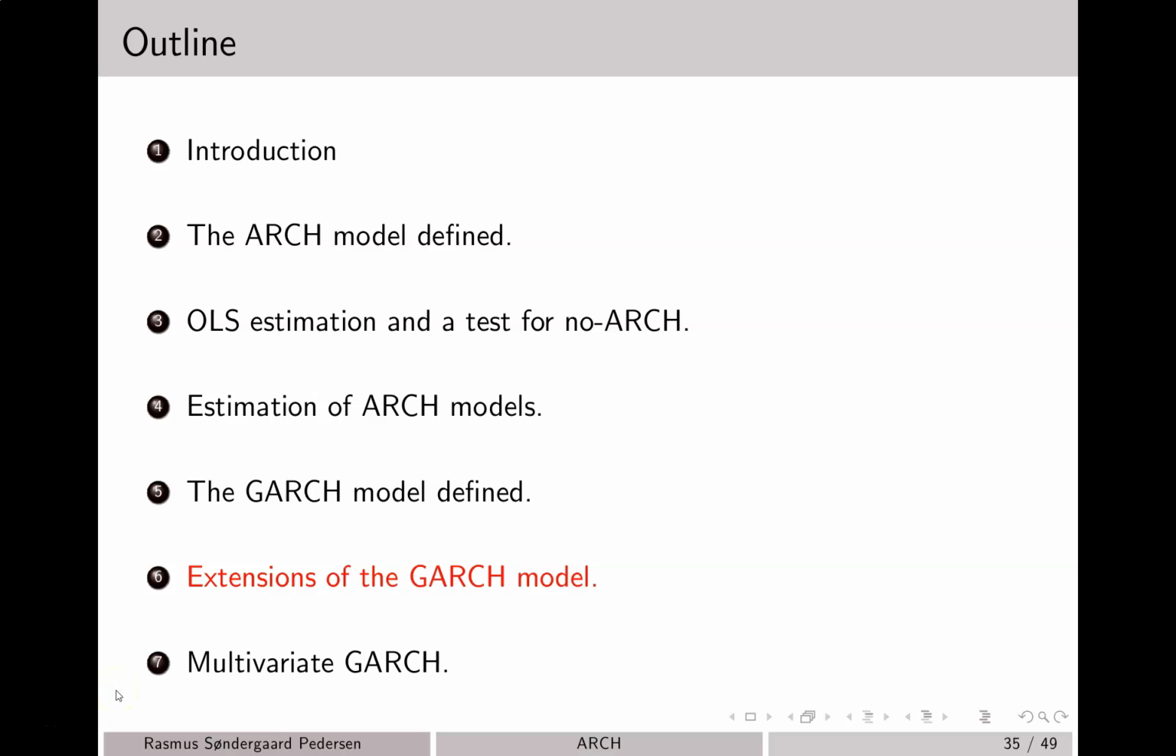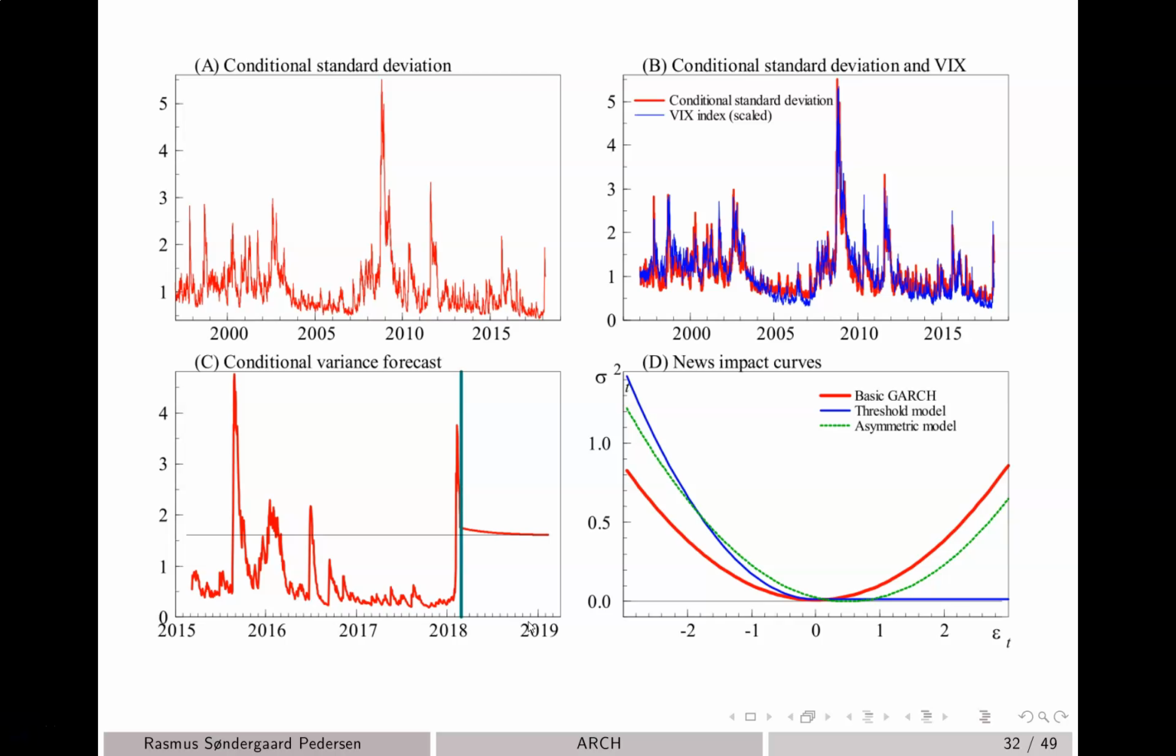In this video, we consider potential extensions of the GARCH model. Recall that the standard GARCH model has that the conditional variance sigma t squared is symmetric in epsilon t minus 1. So it means that the sign of the shock at time t minus 1 does not matter for the volatility at time t. We can simply see that if we plot sigma t squared as a function of epsilon t minus 1, we get this red curve here, and we have symmetry.